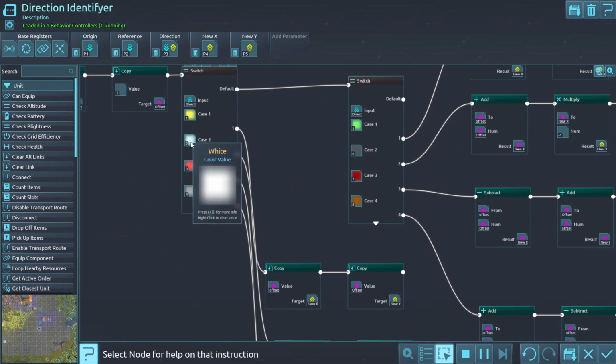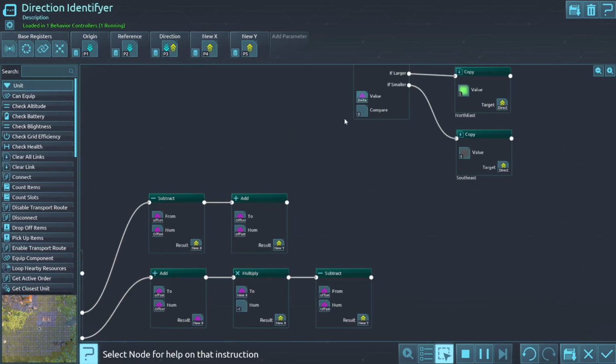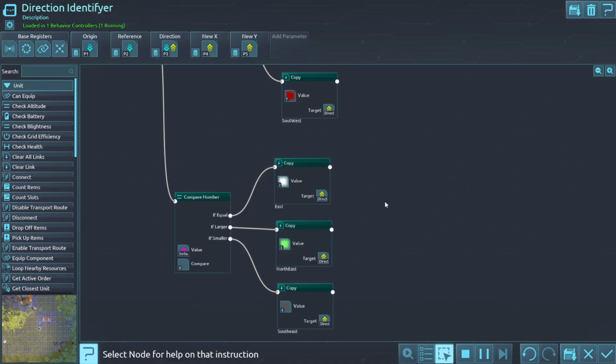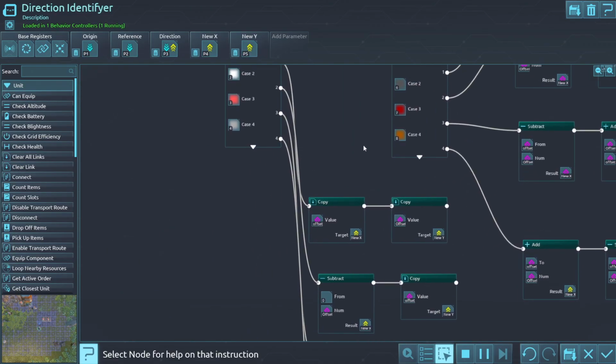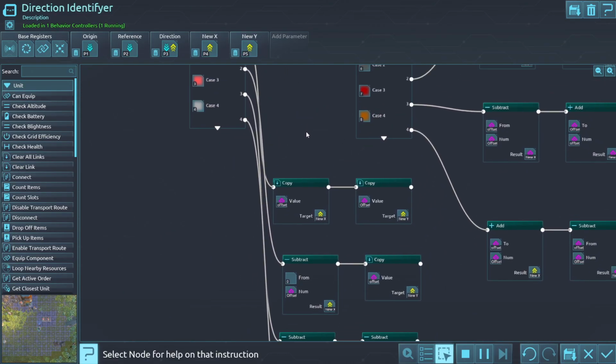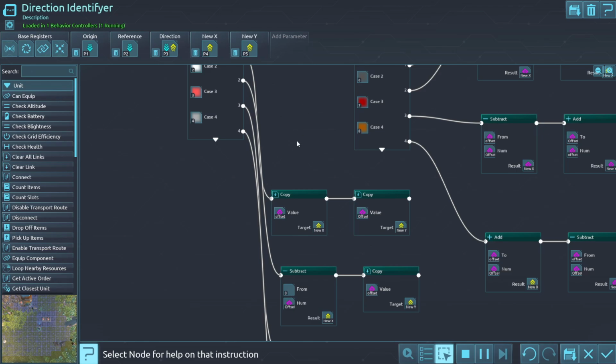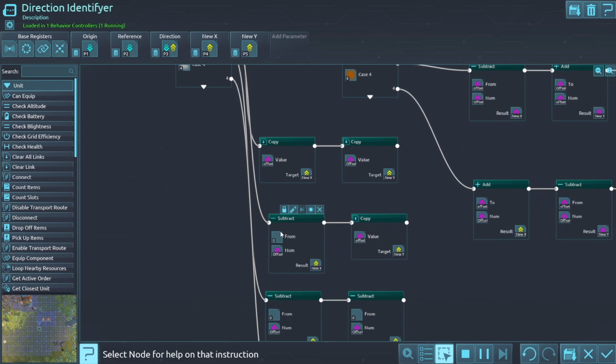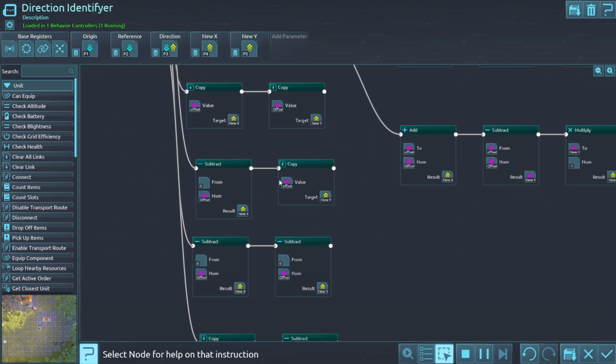Then if I get back a 2, which is east, or a white, which is east, I can come over here and say, okay, if we're going east, we rotate our offset by 90 degrees. In order to do that, we subtract our Y offset from 0, and set that up as our new X offset. Then we copy our X offset to our Y offset, and that'll rotate us 90 degrees.